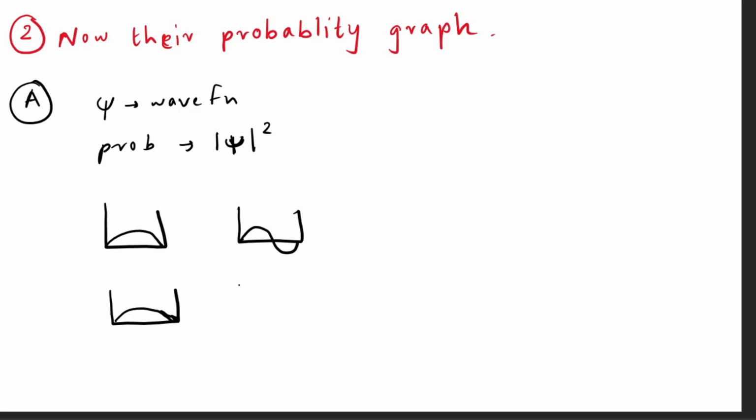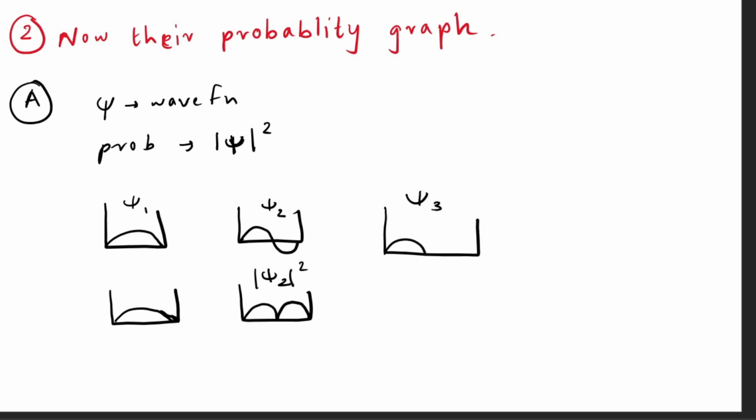Wave function is like this. If this is psi 1, this is psi 2, we have to draw psi 2 square, only on the positive side. Draw these curves only on the positive side. And for the second excited state, psi 3, the wave function is like this, just draw it on the positive side. So this is the psi 3 square.